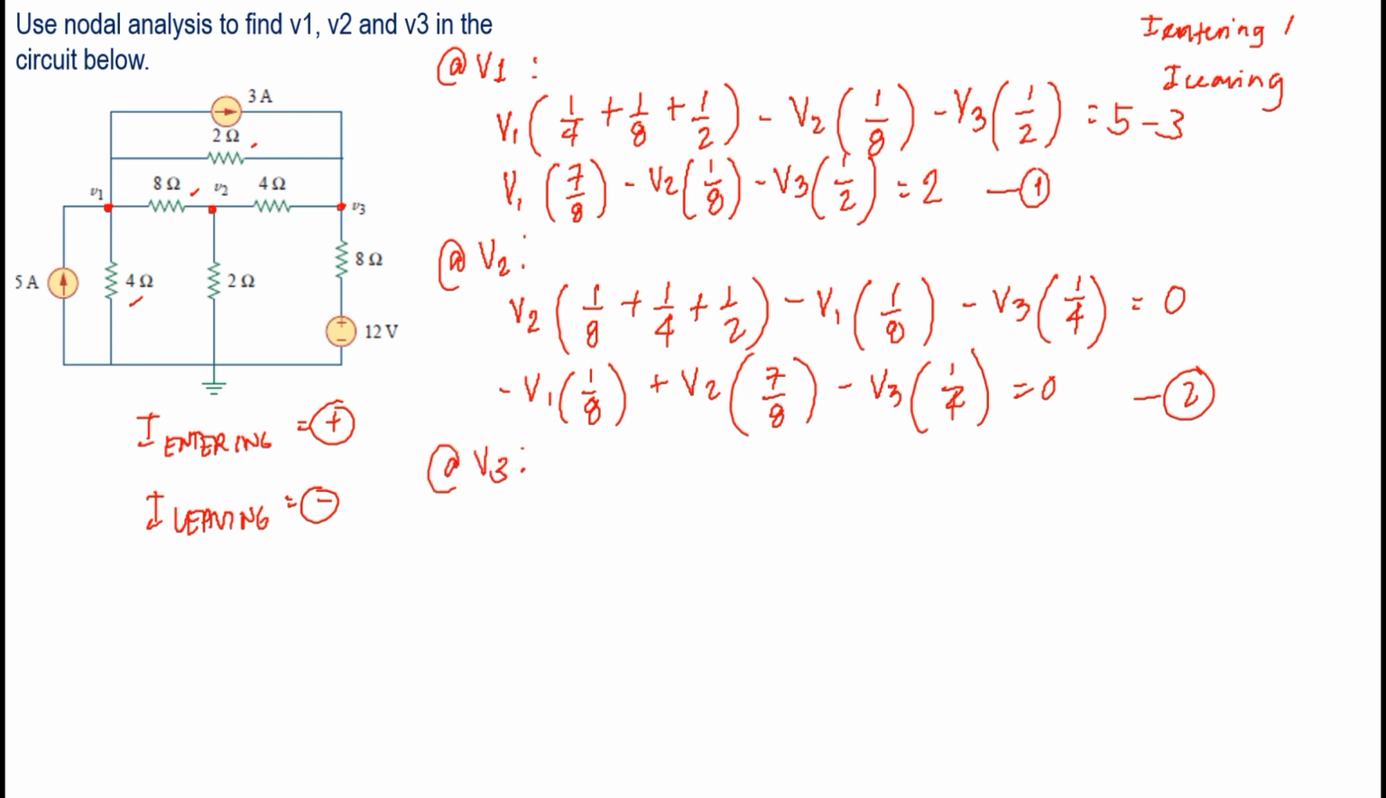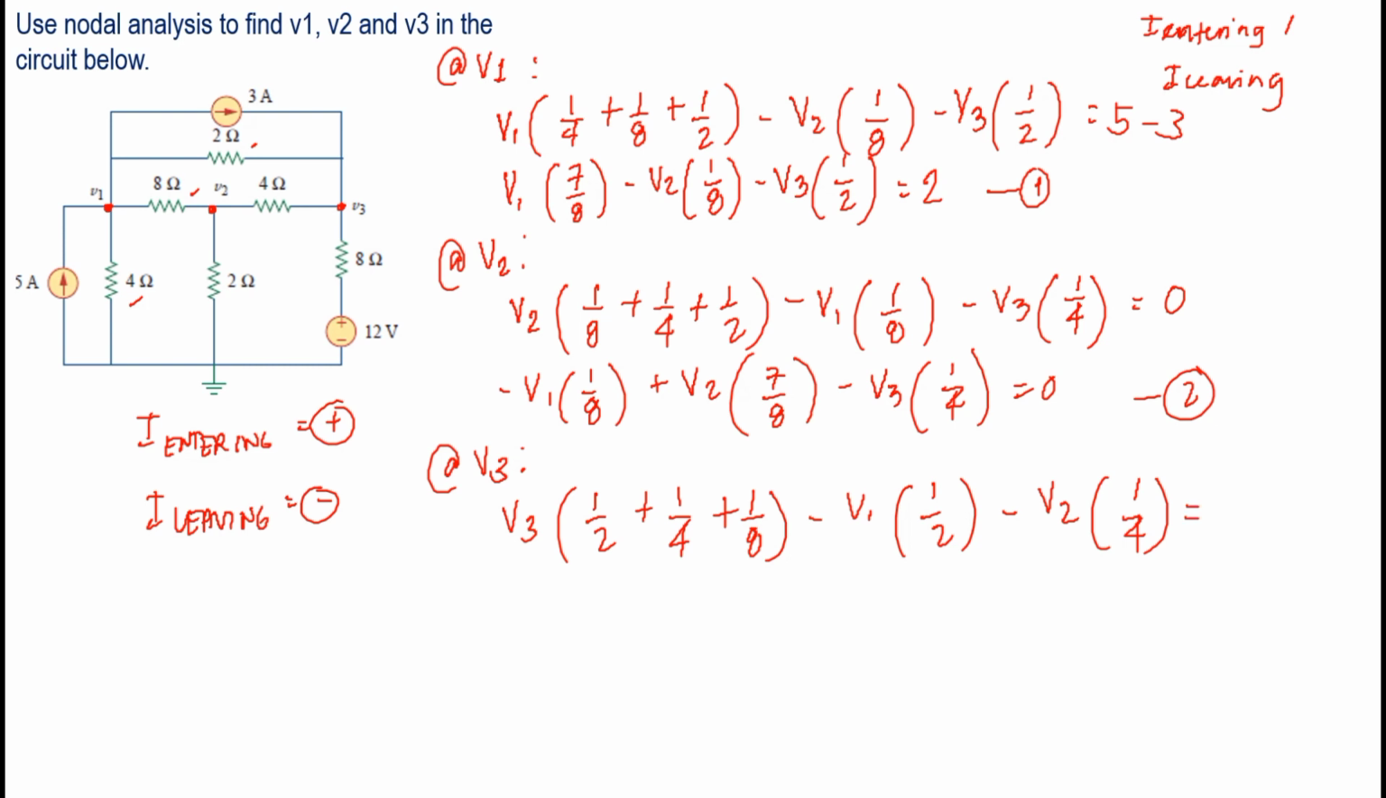For node V3, let's write V3. Then let's look for the resistors connected. So we have 1/2, 1/4, and 1/8. Then the nodal voltages that are connected with a common resistor. We have V1 for 2 ohm, and we have V2 for the 4 ohm. And equate this to the current source entering. Entering is 3 ampere. We don't have a current source here, but we have a voltage source. We have to convert this into a current source. So we have 12 volts entering because the polarity is positive.